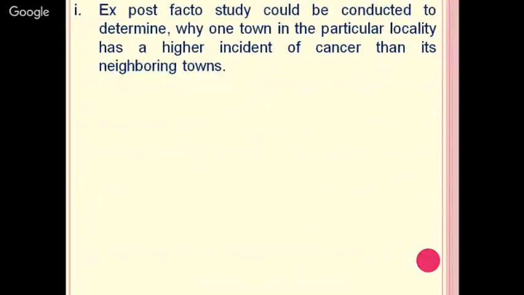Now, an ex post facto study could be conducted to determine why one town in a particular locality has a higher incidence of cancer than its neighboring towns. Cancer is there, effect is already there, right? There must be certain causes, and now the researcher is going for why this thing happened. Now, in this case, can we conduct an experimental study? No. Is it possible that you first make them cancer patients and then you find the reason?